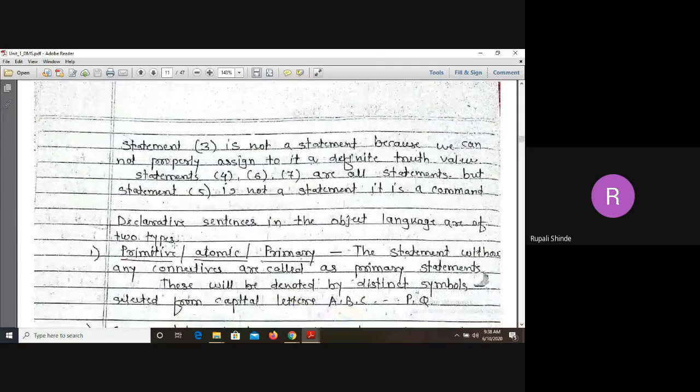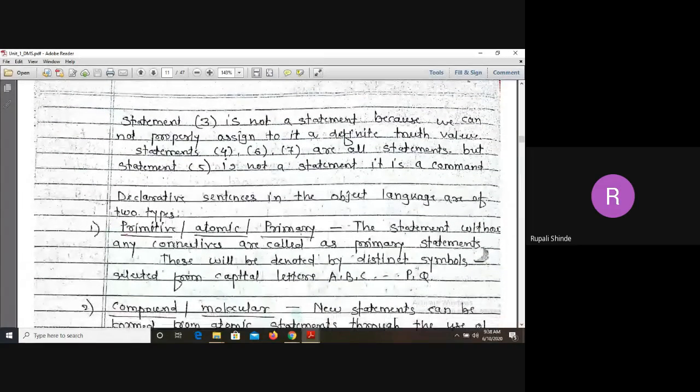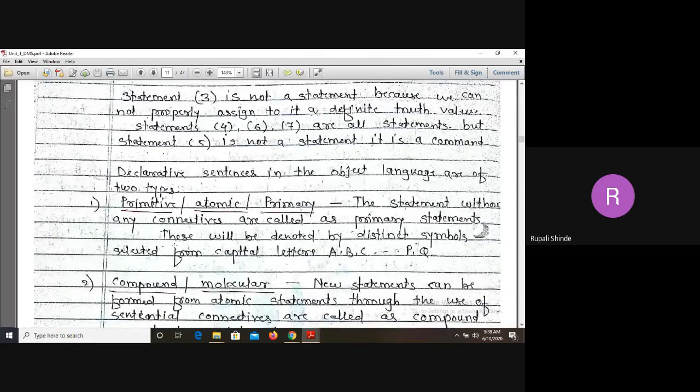Now, we have to see what are the different types of statements. Statements are divided into two categories. The first category is primary, atomic or primitive statements. And the second one is compound or molecular statements. First of all, we have to see what is a primary statement. A statement without any sentential connective is called a primary statement. So first, we have to see the meaning of sentential connective. And, or, but, these are the sentential connectives in the English language, and those are used to connect two different statements.